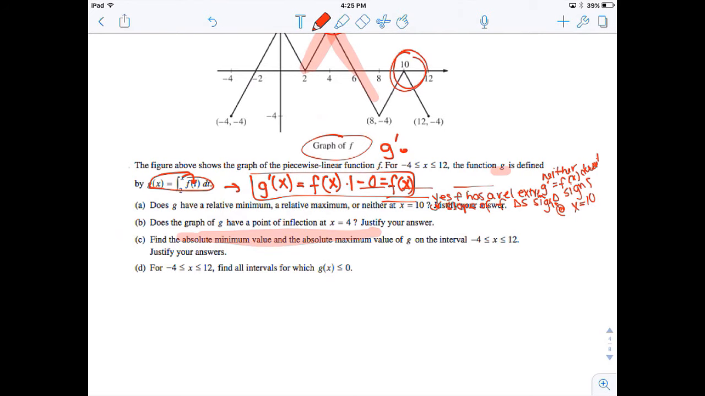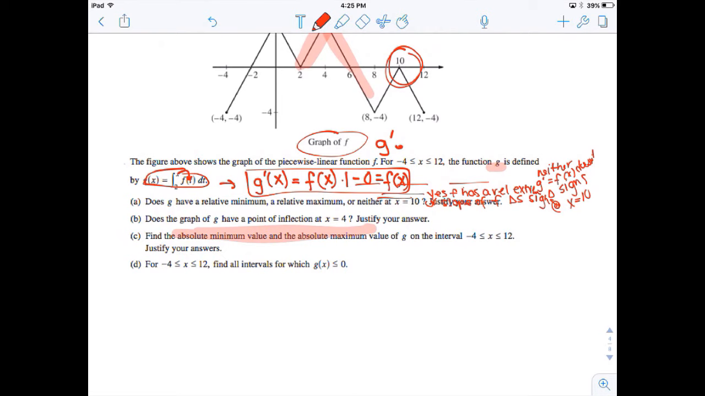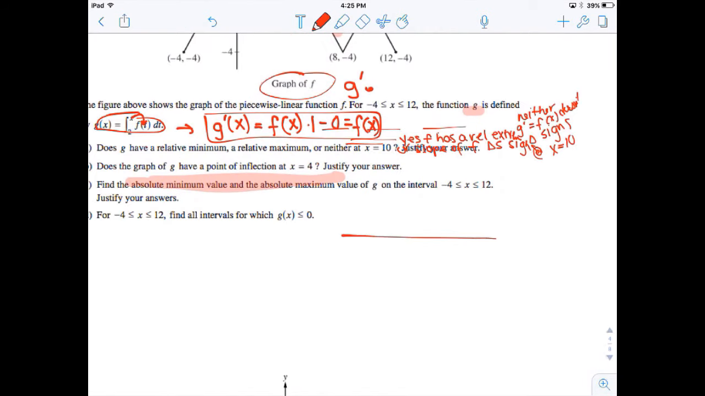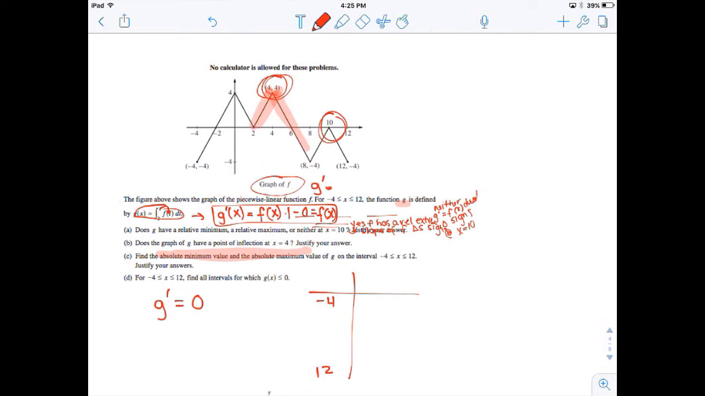So here's what we need to think about. We need to think about our endpoints. So first of all, -4 and 12 need to be in there. And then we need to think about the critical values, which would be where g prime equals 0. So g prime equals 0, that's f, at -2. At 2, I know that's not a max or a min, so that's not really a candidate. You could put it in your table, but you don't have to.